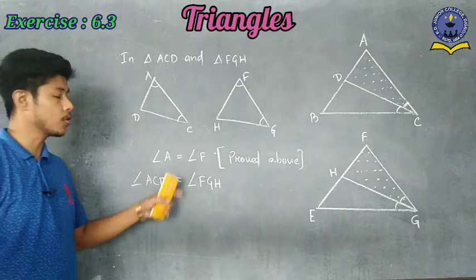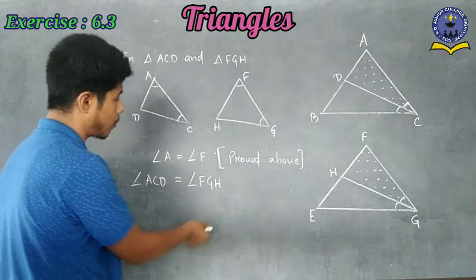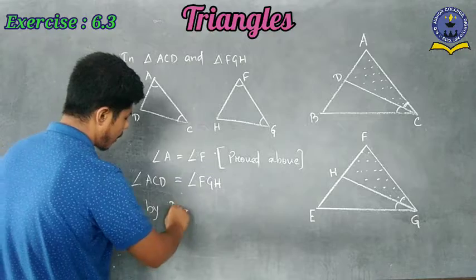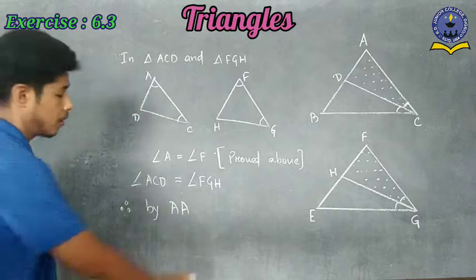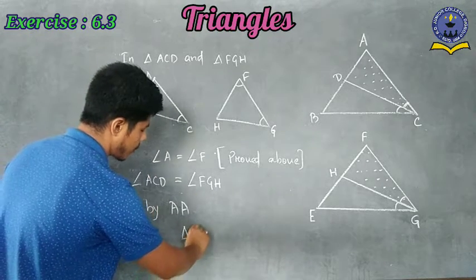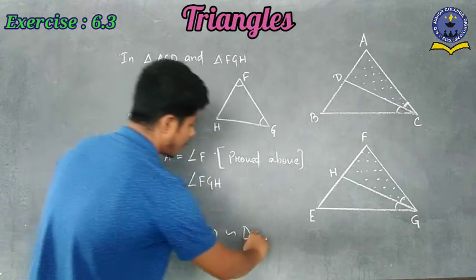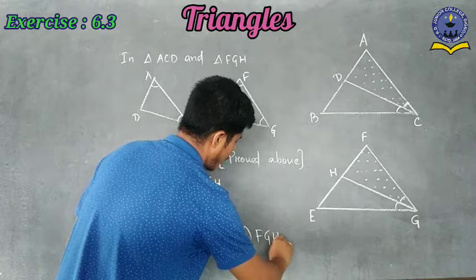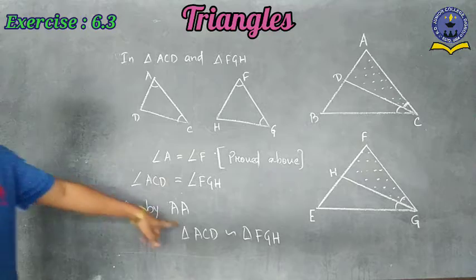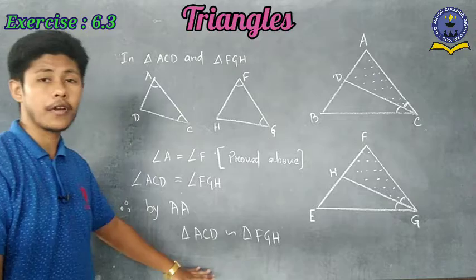Now if these two angles are equal, what can we say? Therefore, by the angle similarity criterion, we can write that these two triangles are similar. So we write triangle ACD is similar to triangle FGH. Is it clear? By the angle similarity criterion, we can easily say these two triangles are similar. I think all of you understood this.